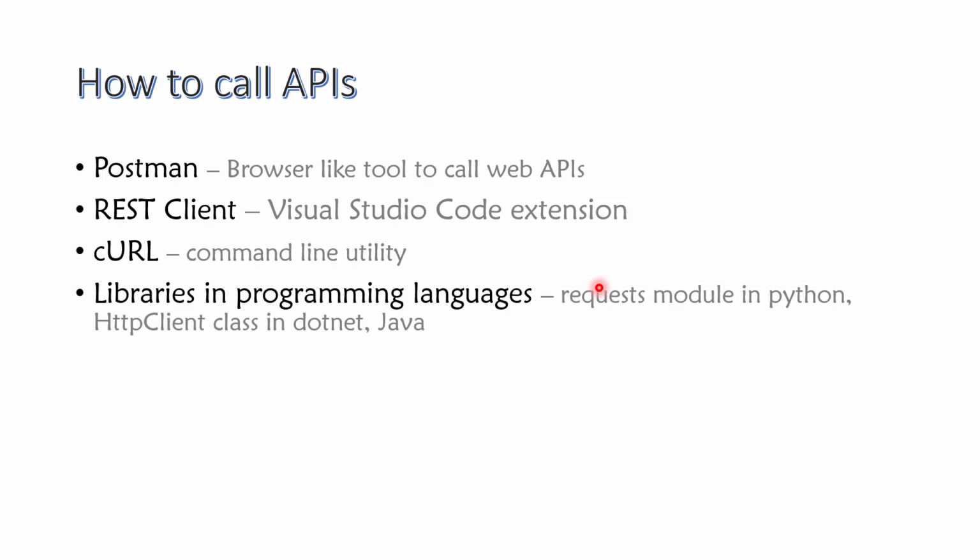And if you want to call APIs in your applications or scripts, there will be standard libraries where you can use HTTP clients to call the APIs. For example, in Python, there is the requests module. In .NET, there is the HttpClient class. There is also an HttpClient class in Java. There is the http module in Go. So major programming languages have standard HTTP clients using which you can call web APIs.